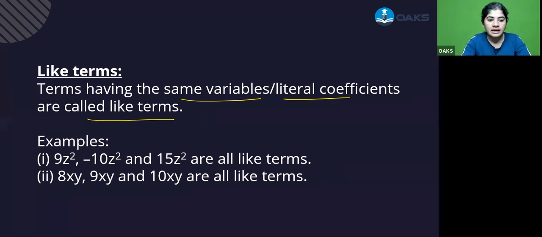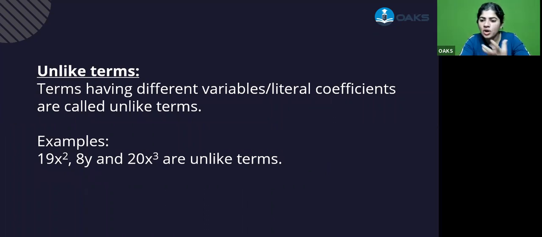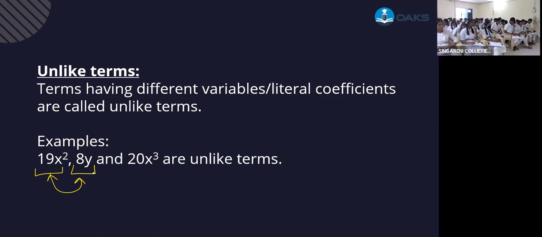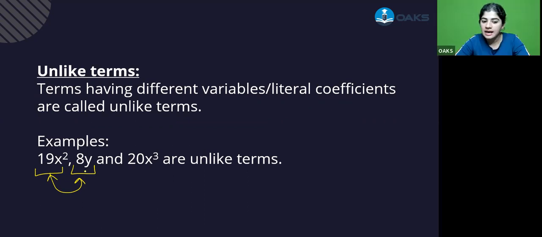Now 9z square, minus 10z square and 15z square are all like terms. Let's move further. Now like terms are clear. Let's see unlike terms. Which are not similar to each other, where the literal coefficients are not the same. See, 19x square and 8y. Can you see any similarity here? No, madam. So there is no similarity, which means they are unlike terms.